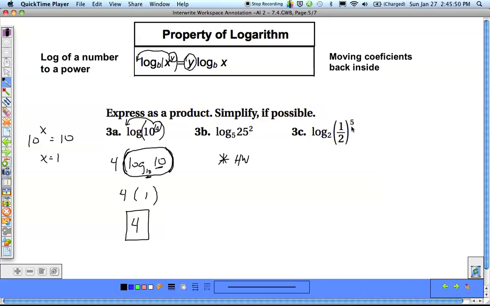Let's take a look at this third one. We see that we have an exponent of 5. We move it out in front. It becomes 5 times log base 2 of 1/2. And now it's a matter of simplifying the log base 2 of 1/2. Well, we can try to simplify this one the same way that we simplified this one. We have a base of 2, and we need to try to rewrite this thing as a power of 2.